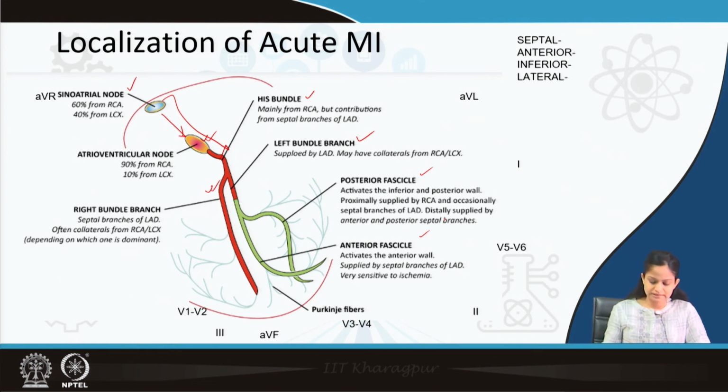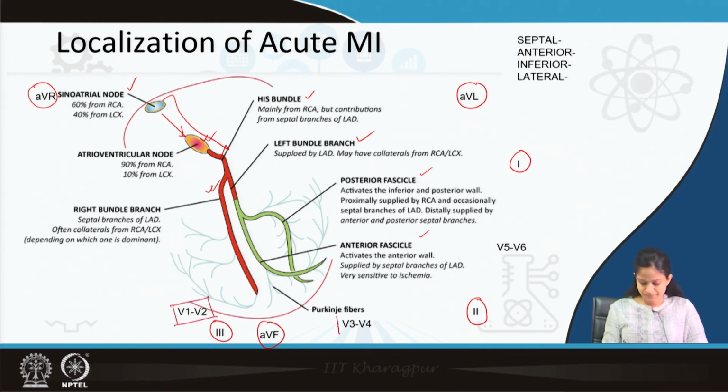So, if we just see the leads over here, the hexaxial system, this is lead 1, this is lead 2, this is lead 3, then we have AVL, AVF, AVR, then we have the chest leads, that is V1, V2, V3, V4, V5, V6. So, these are the chest leads we have. What are the locations these leads are giving? Septal is definitely V1 and V2.